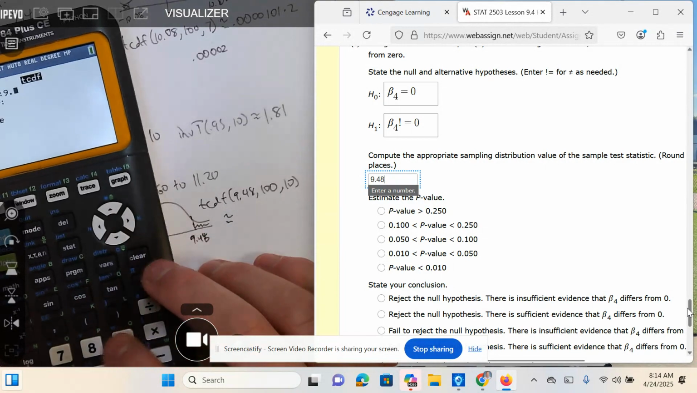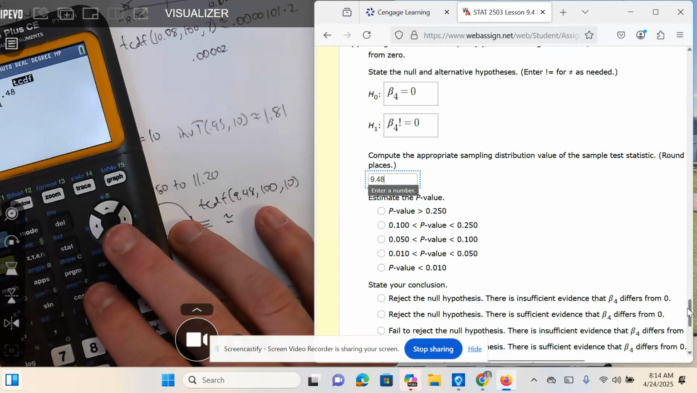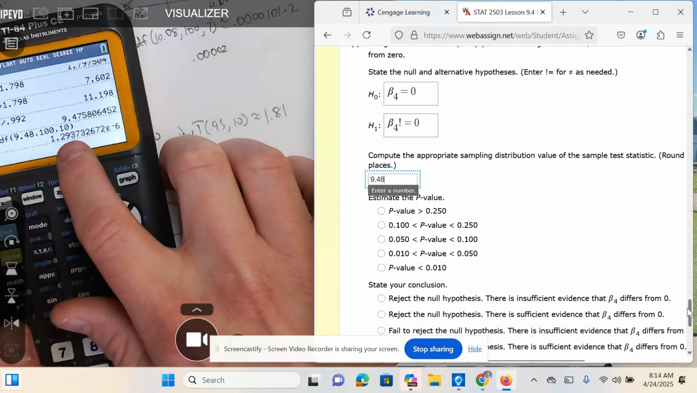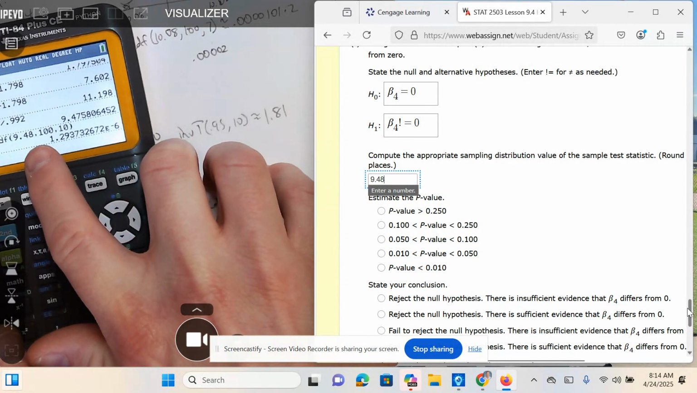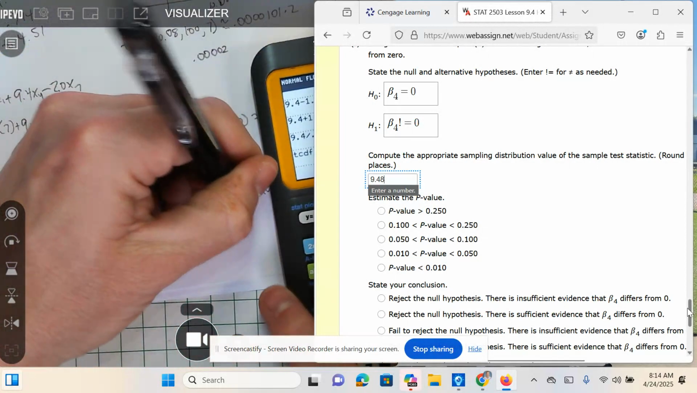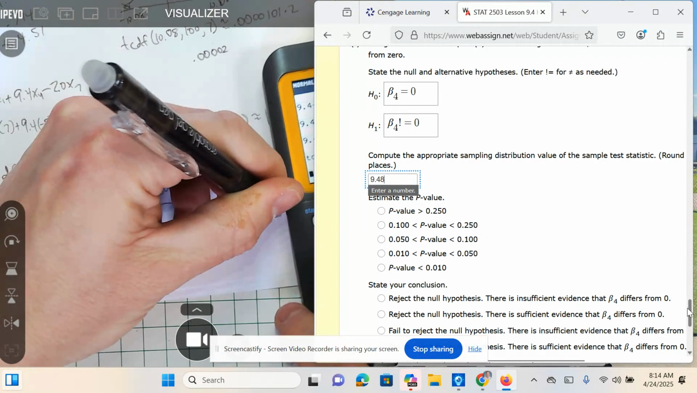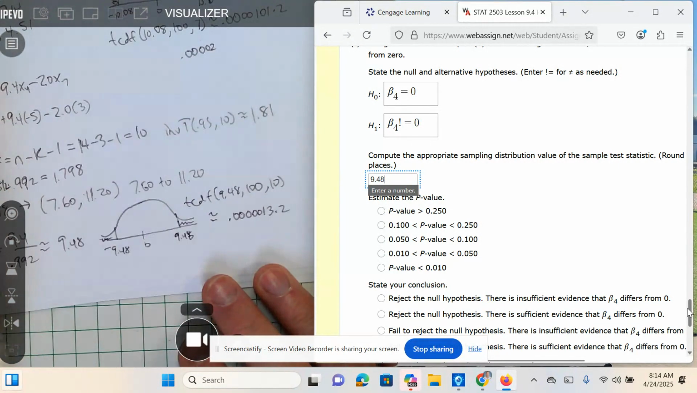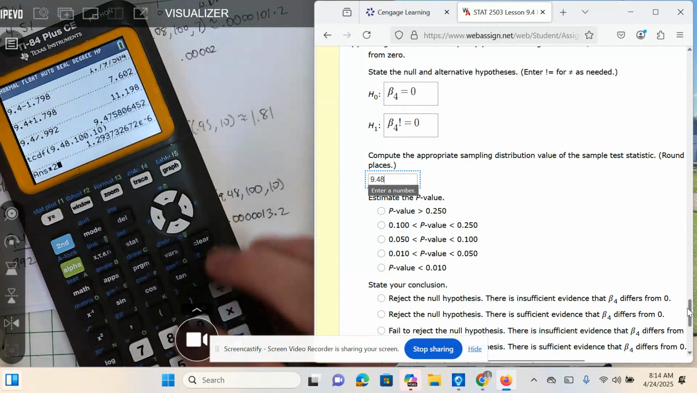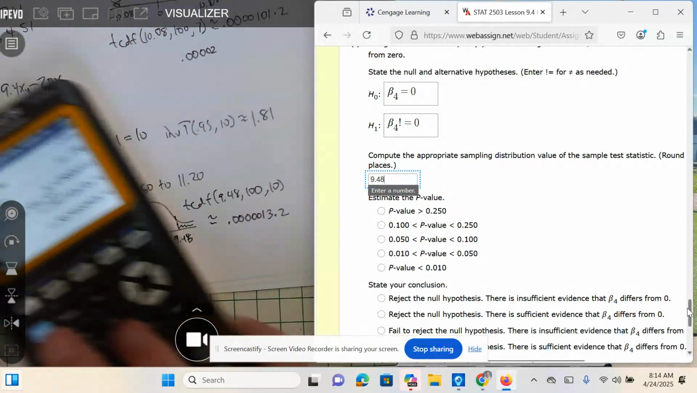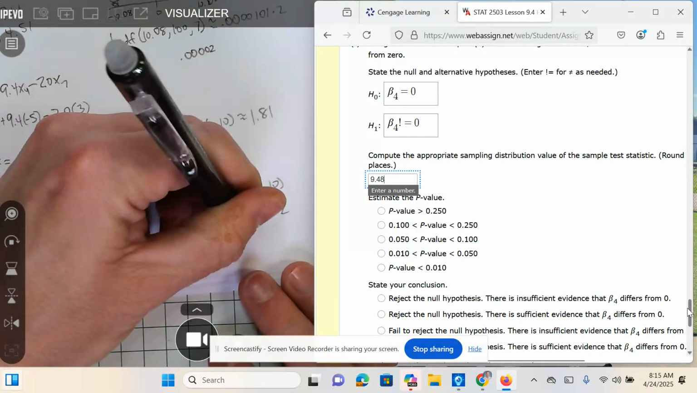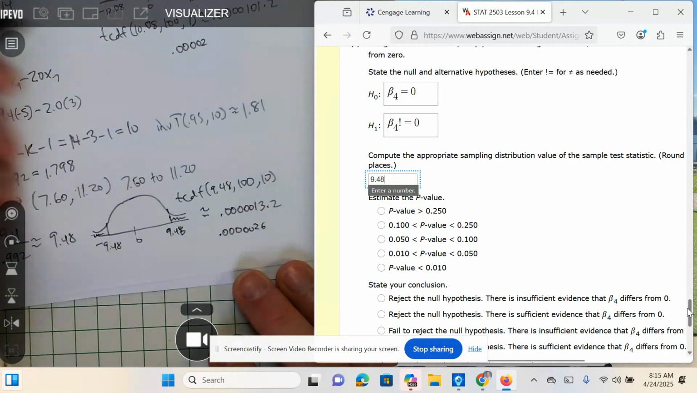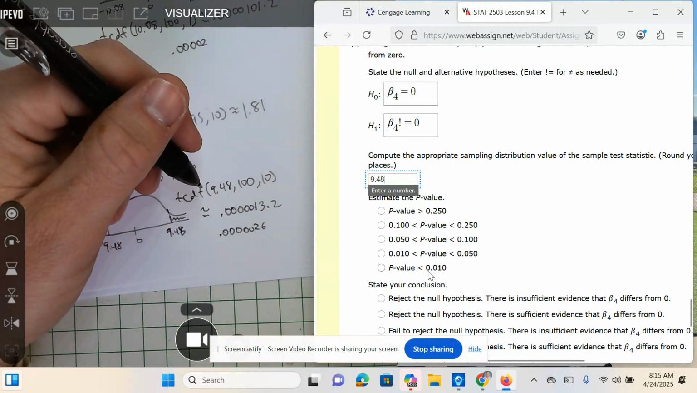tcdf, 9.48, 100, 10. Remember, this is scientific notation, so that means I have to move the decimal over 5 or 6 spots to the left. So you're going to have 5 zeros and then a 1, 3. So that's a really small p-value. You multiply by the 2, it's still going to be a really small p-value because you have to account for this other area. It's going to be 0.0000026, which is a very small p-value.